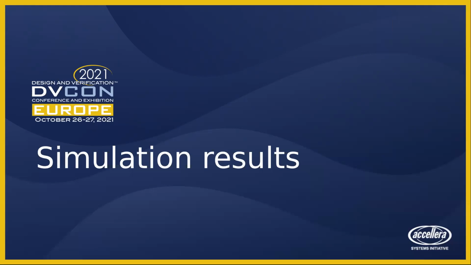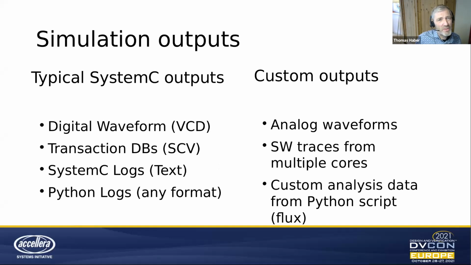Okay. My name is Thomas Haber from 2M, and this part is about simulation results. After the simulation is executed, you find these typical SystemC outputs. There are VCD files, transaction databases, and maybe different kinds of log files. You may have additional custom outputs like core traces, analog waveforms, or custom data with specific information that you generated before. You can use these files to debug your simulator and to extract statistical and functional information.